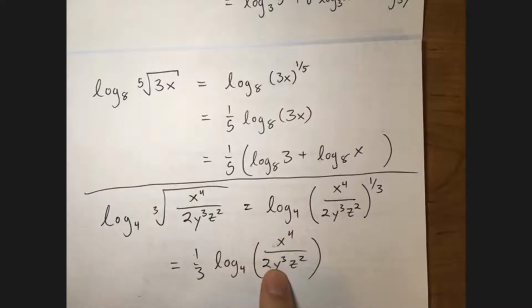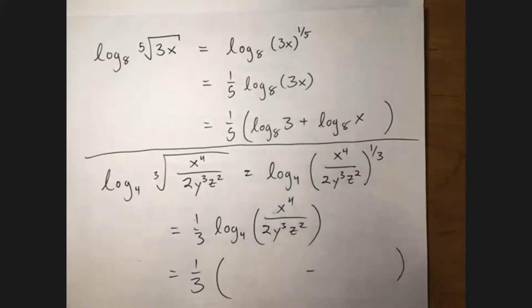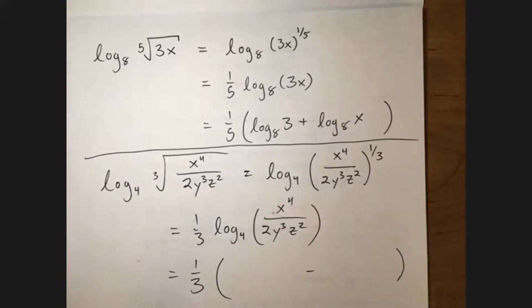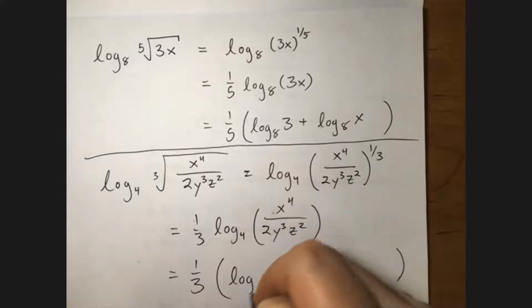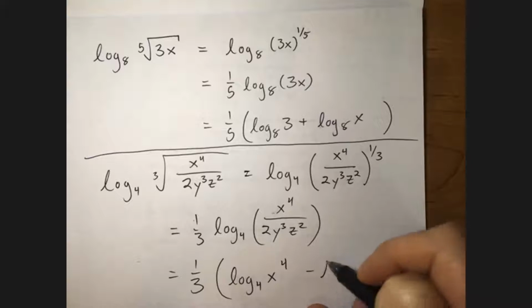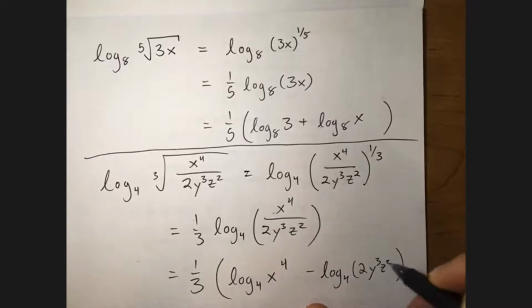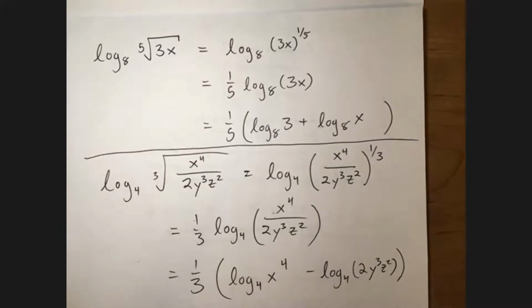I've got a quotient. So I can use the quotient property. So this is going to be 1/3 times a difference. Log base 4 of x to the 4th minus log base 4 of 2y cubed z squared, because that was my denominator. So that's the quotient property.